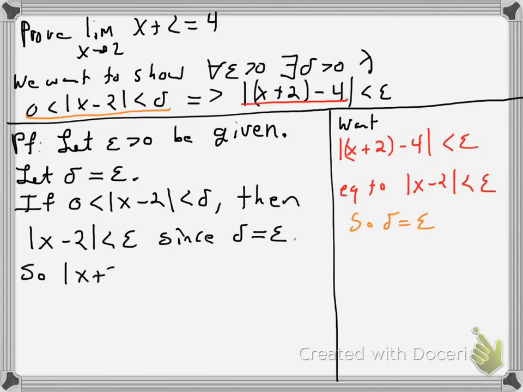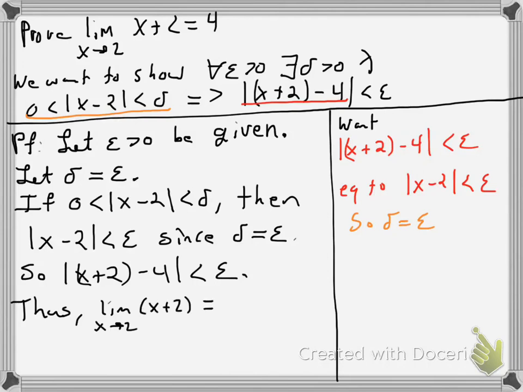And then we'll just do a little trick here. We'll add 2 and subtract 2, and there we have it. We have exactly what we wanted. And then we can just say thus the limit as x approaches 2 of x plus 2 is equal to 4. The more practice you get at these, the easier they're going to end up getting.